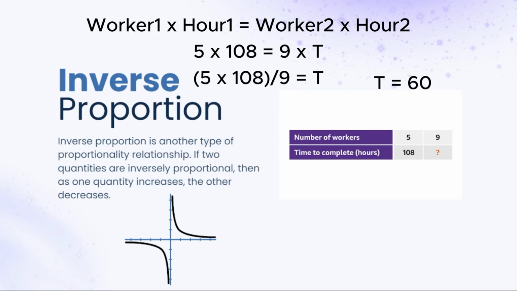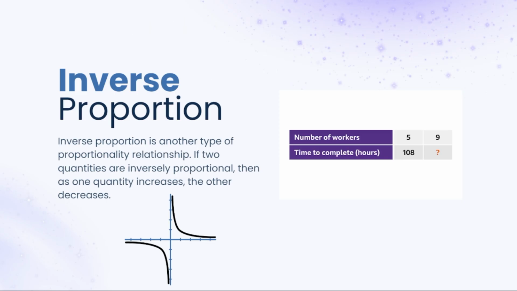So, in summary, inverse proportion means that as one value increases, the other decreases, and the product stays constant. This is a useful concept for understanding teamwork, speed, and efficiency in real life.